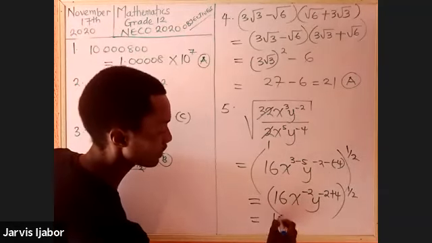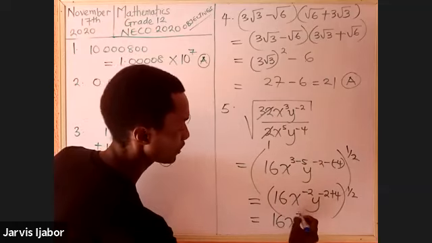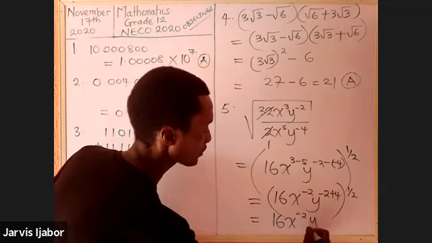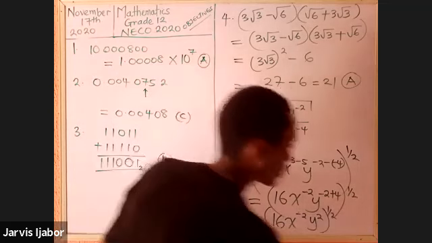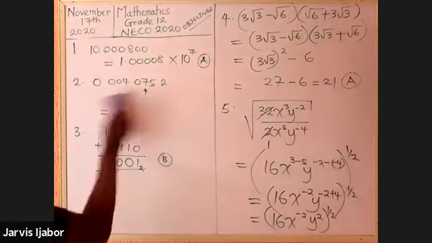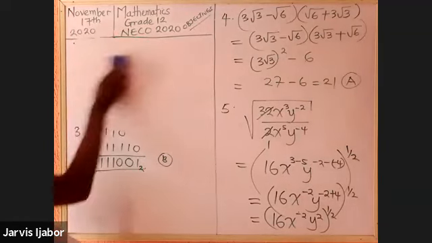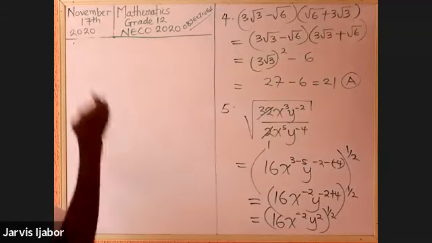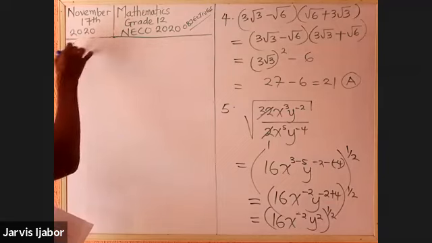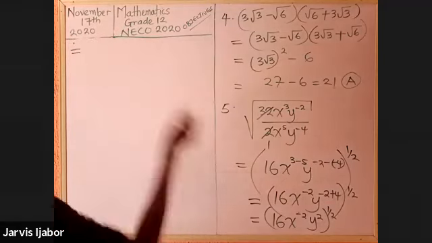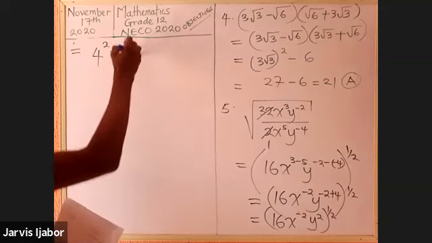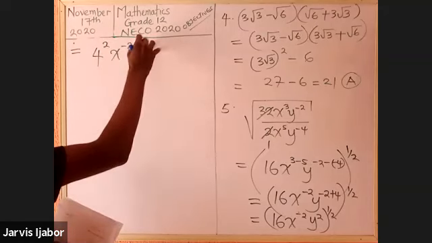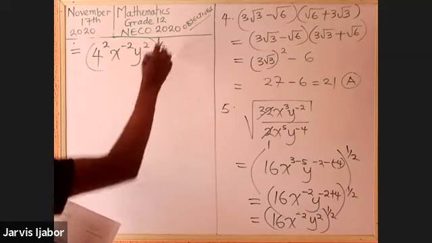Now this will be 16 x raised to the power of negative 2 and y raised to the power of what? 2. Everything raised to the power of 1/2. Right, with that said, this will now give you the answer. That will give me what? What is this? This is same as 4 raised to the power of 2, x raised to the power of minus 2, y raised to the power of 2, all raised to the power of 1/2.